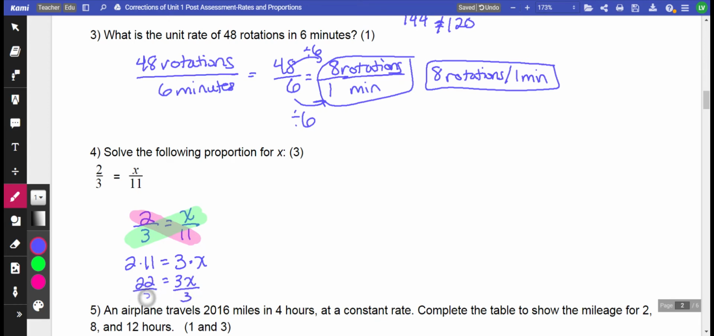Then I'm going to divide both sides by 3. 22 divided by 3. 3 cannot go into 2, but 3 can go into 22 6 times. So, I'm sorry, not 6 times, 7 times. 3 times 7 is 21. 22 minus 21 is 1. So that leaves me with 7 and 1/3. So x equals 7 and 1/3.